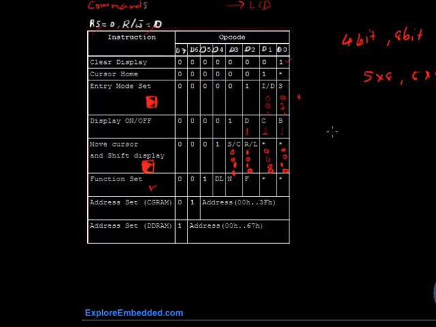Now if the bit DL is 0, then the LCD is in 4-bit mode. So in 4-bit mode only the D4 to D7 data lines are used. If it is 1, the LCD is in 8-bit mode.